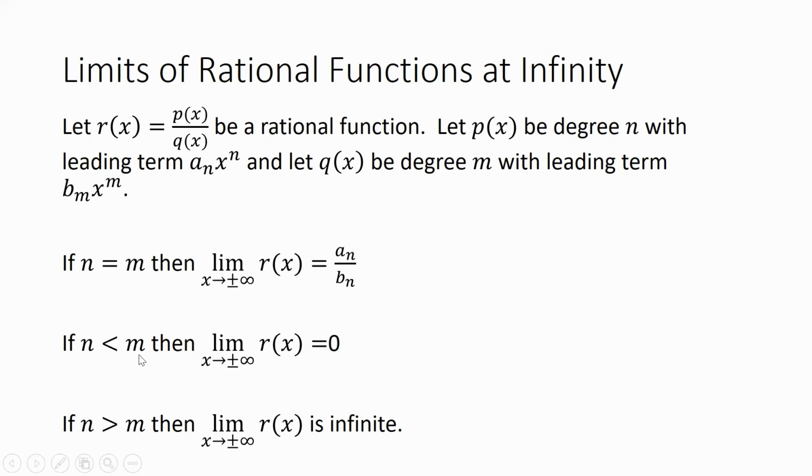If the bottom degree, or excuse me, if the bottom polynomial has higher degree, then the rational function is going to go to 0 as x goes to either plus or minus infinity. And if the numerator has higher degree, then the rational function is going to be infinite as x goes to plus or minus infinity. So that's how the limit as x goes to plus or minus infinity is going to work for all rational functions.